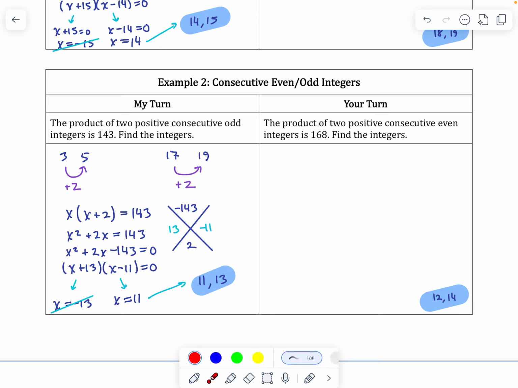The only difference, instead of odd, it's even. But even numbers are also 2 units apart. Consecutive even integers are also 2 units apart. So it's done the exact same way. Pause the video and see if you can get the correct solution.